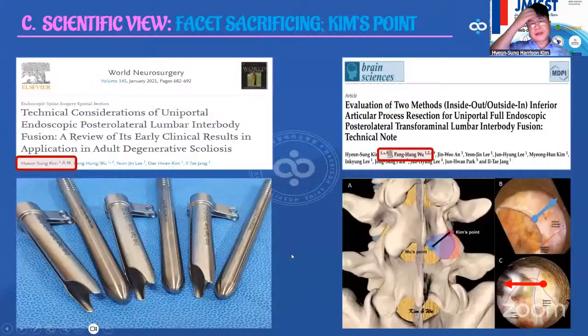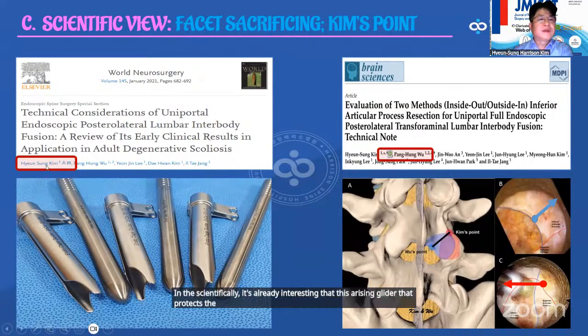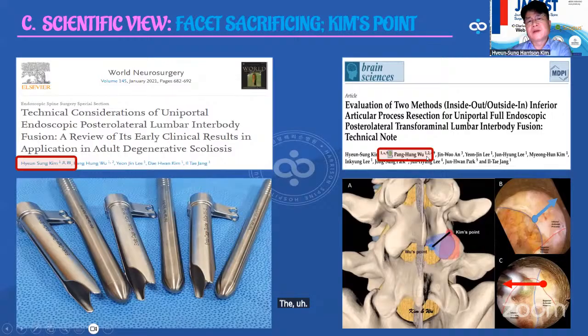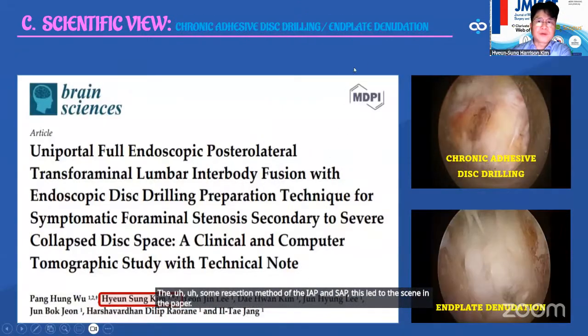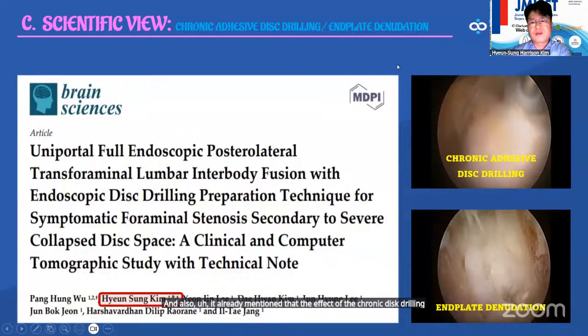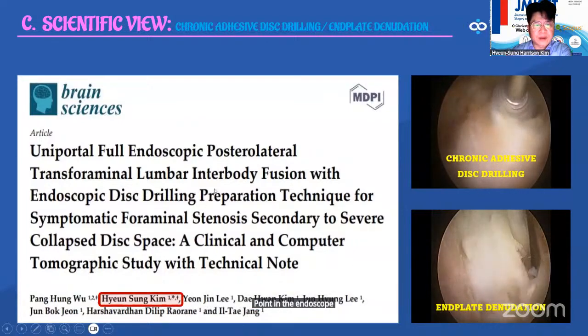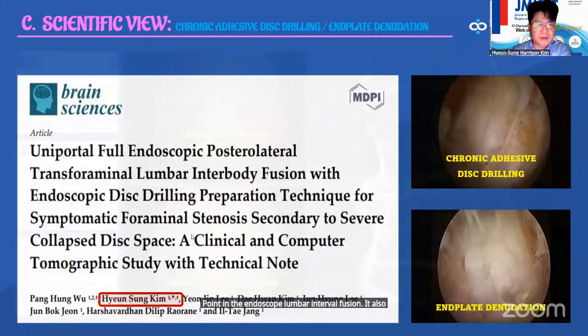Scientifically, it has already been introduced that some discectomy cage glider protects the nerve root. It already introduced this thing, and also some resection method of the IAP and SAP. This is already introduced in the paper. And also, it already mentioned that the effect of the chronic adhesive disc drilling and endplate denudation will be a very important point in the endoscopic lumbar interbody fusion. It is also already published in the paper.